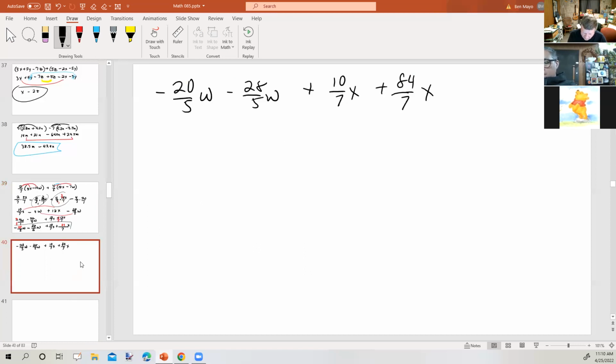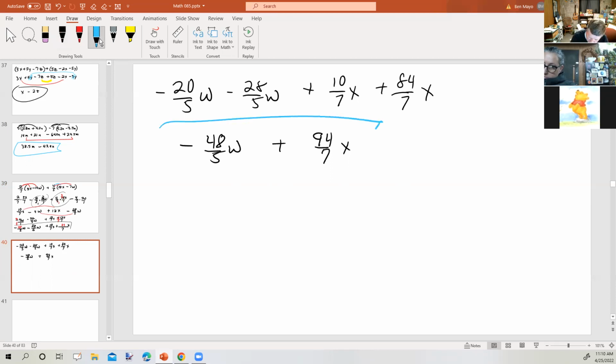All right. So negative 20/5 minus 28/5 would be negative 48/5 w. 10/7 plus 84/7 would be 94/7 x. Now, can I reduce? Not change to a mixed number, but can I reduce it? 48/5 doesn't reduce. 94/7 doesn't reduce. So this would be my final answer. Any questions there?